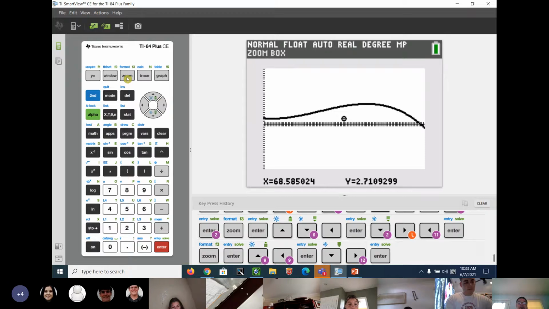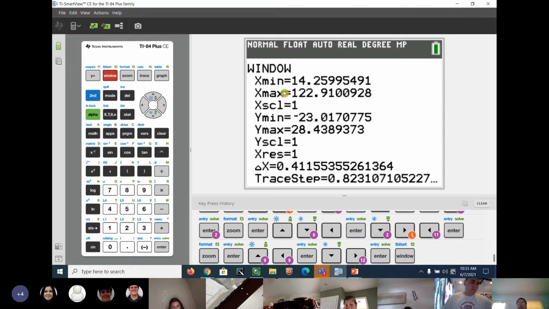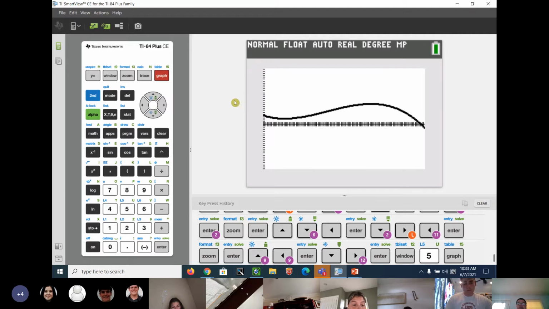Let me go to window. And the X max is 14. So I'm going to make it maybe 5. Let's see what that looks like. Nope. It doesn't cross the X axis there. Crosses right here though. So you got 3 things to get right here. You got a max and a min and an X-intercept. So I want you to find the max, the min, and the X-intercept. I'm going to let you do that on your own. Go ahead and do that right quick.